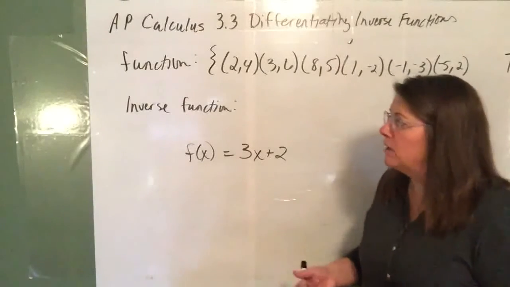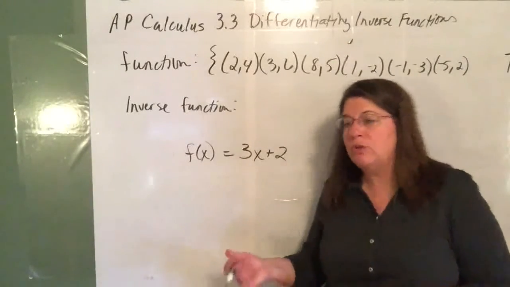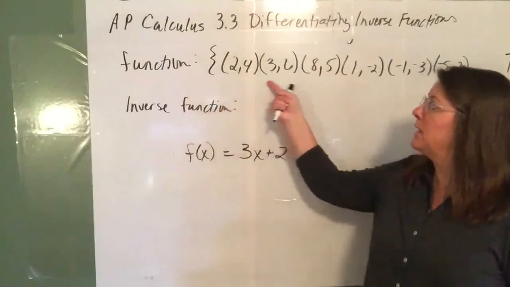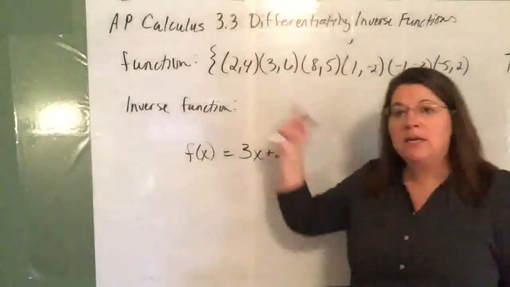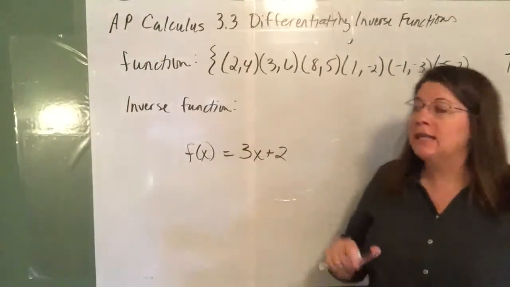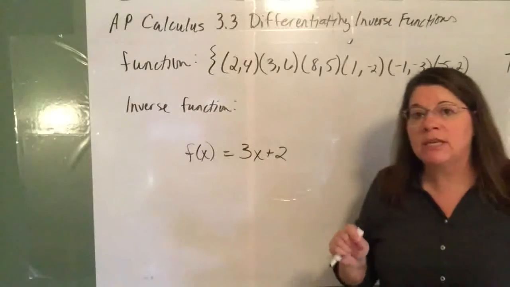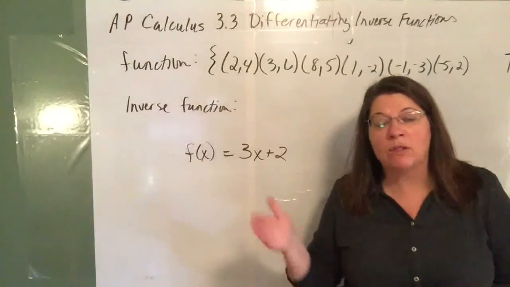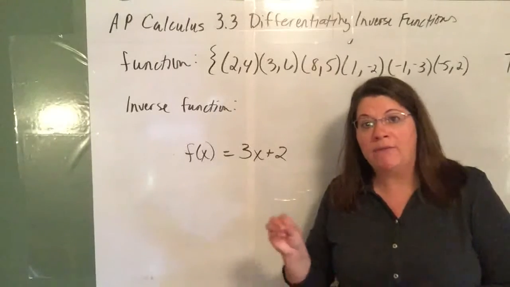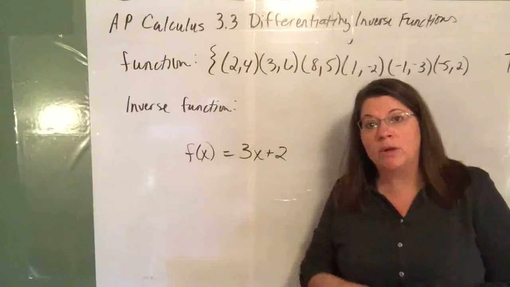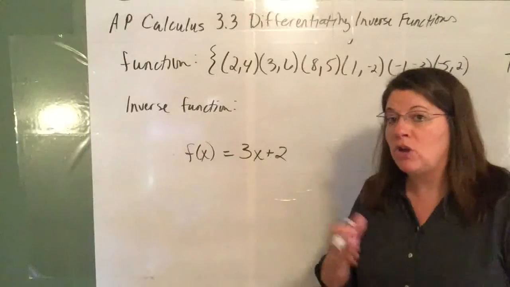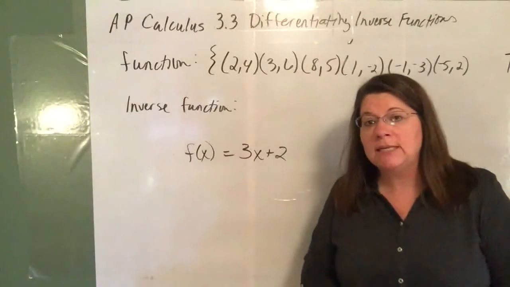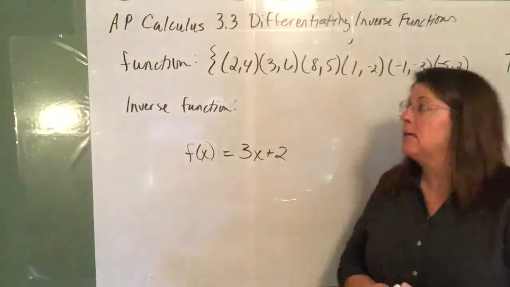When you were in Algebra 1, your teacher probably introduced you to a relation, which is a set of ordered pairs, and the relation, remember, is a function if none of the x values repeat, meaning it will not fail the vertical line test. If you graph all the points and a vertical line only hits 1 point, and there are no vertical lines that will hit more than 1 point, then you know you have a function.